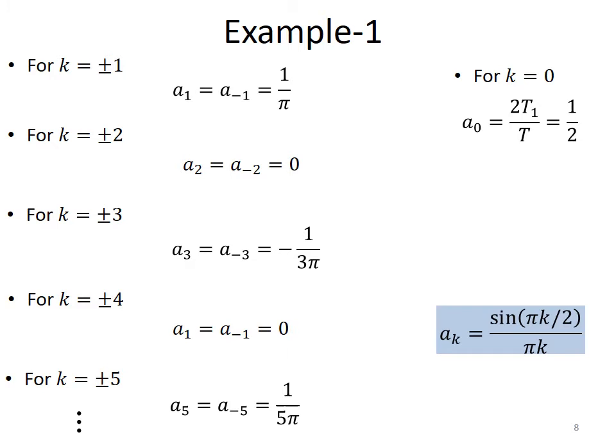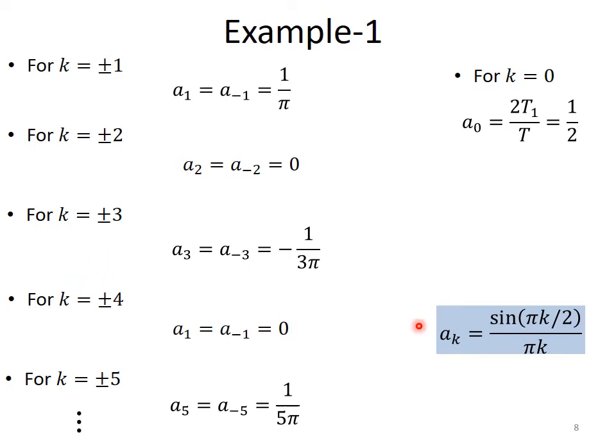Similarly, I put the value of k equal to 2 and minus 2. For k equal to 2, you get sine pi divided by 2 pi, and sine of pi is 0. So whether you put k equal to 2 or minus 2, you get 0. So a2 and a minus 2 are equal to 0.